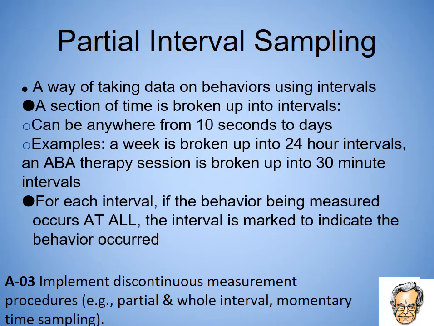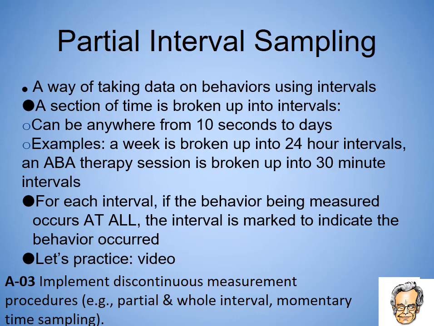the behavior occurred. So, for example, if we are using 30-minute intervals and we're tracking, let's say, head hitting, and the person goes 29 minutes, remember this is a 30-minute interval, and hits their head one time, we have to mark that interval as occurring. So, when we do partial interval sampling, as an RBT, your job will be to mark those intervals.